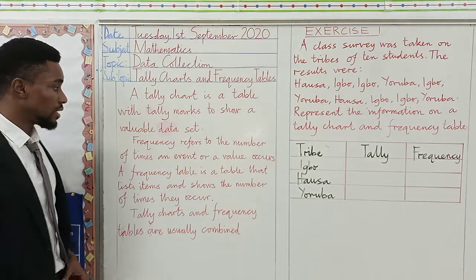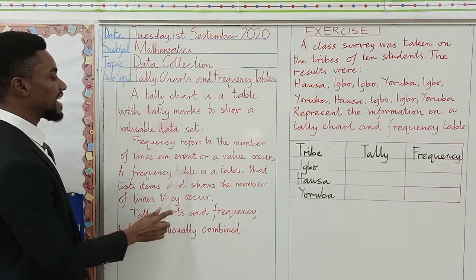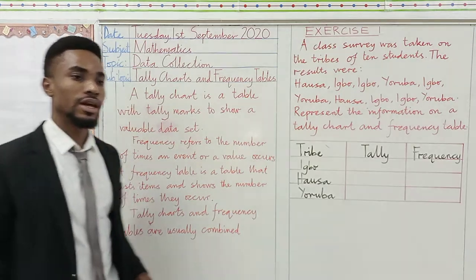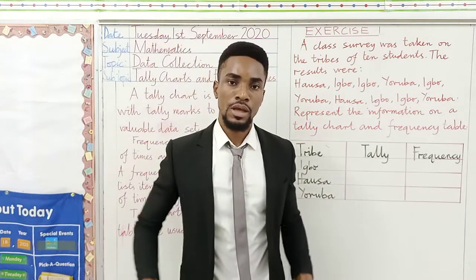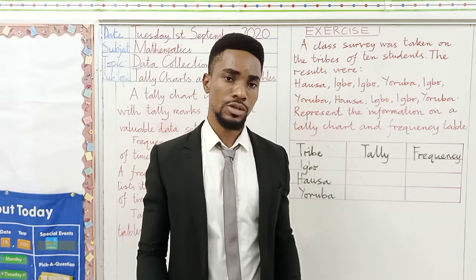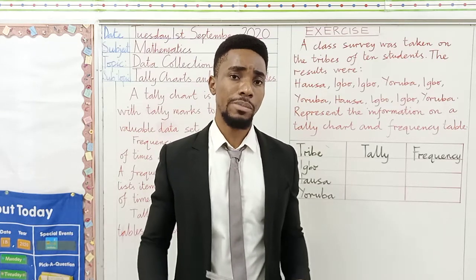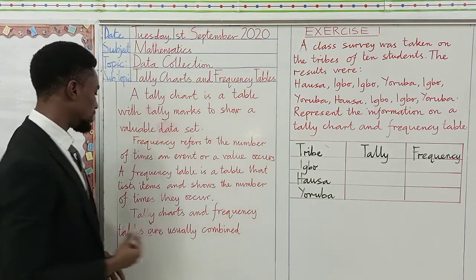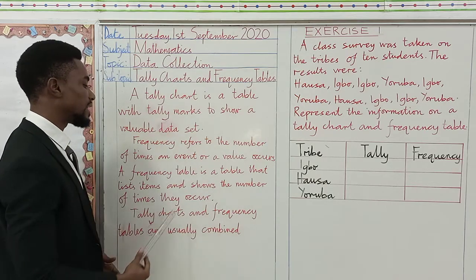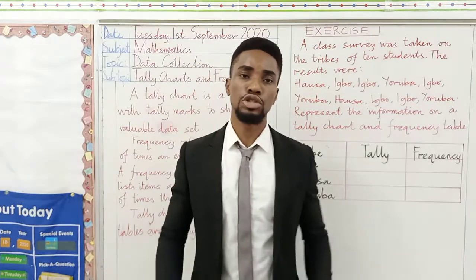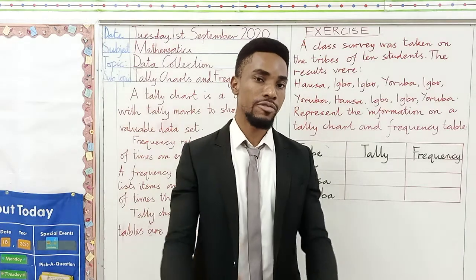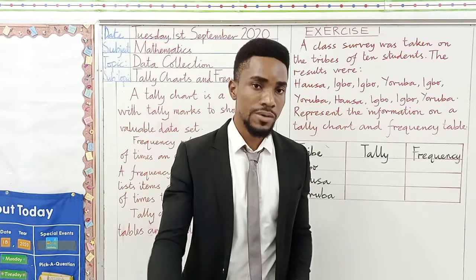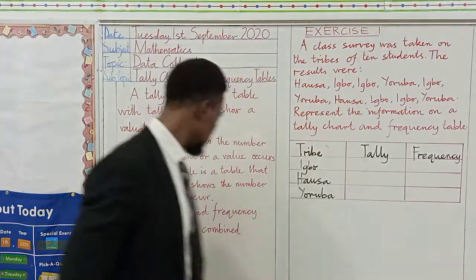Now, what is frequency? Frequency refers to the number of times an event or a value occurs. When you are given a data set, an item may appear more than once. The number of times that item appears is called the frequency. A frequency table is a table that lists items and shows the number of times they occur. So a frequency table shows the items and their frequency.